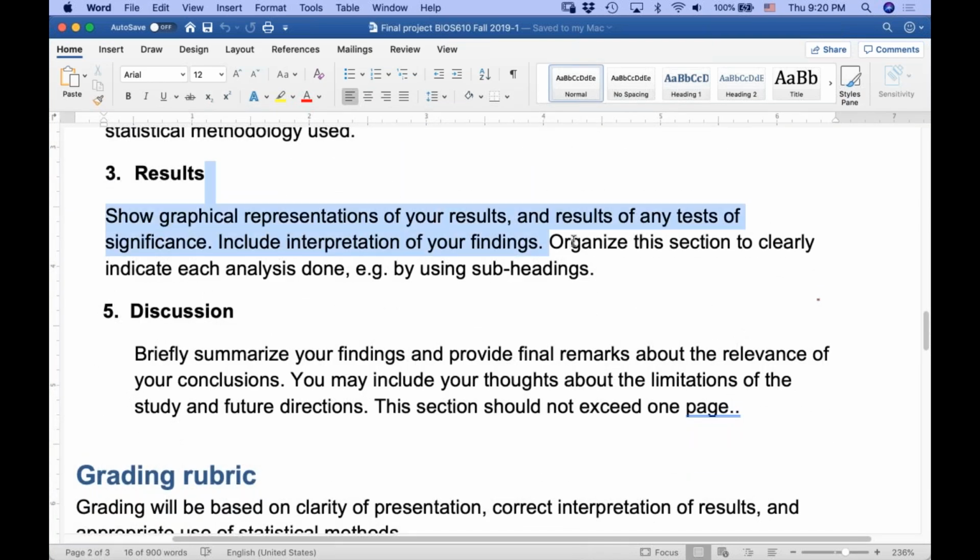And then put your results. What is the result of your chi-square analysis, your odds ratio? What is your confidence interval for your odds ratio? Okay, and then in discussion, what does that mean? Were you able to prove it?